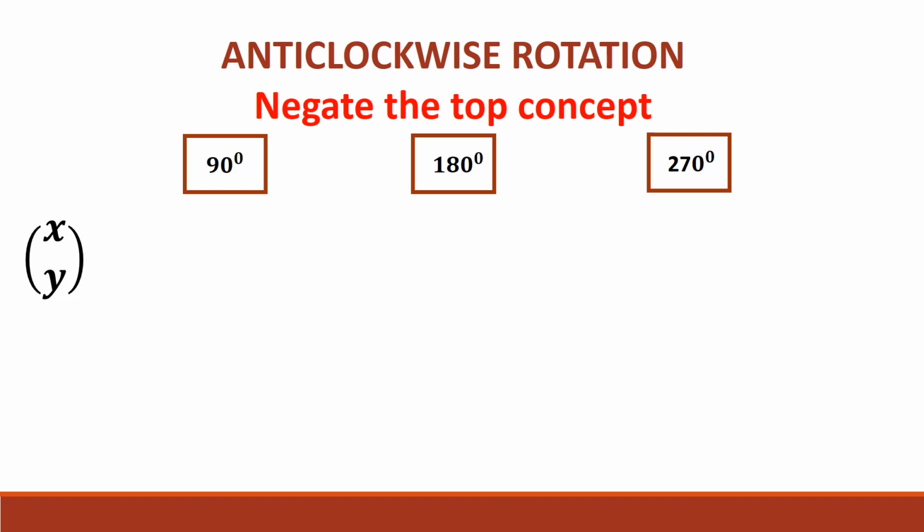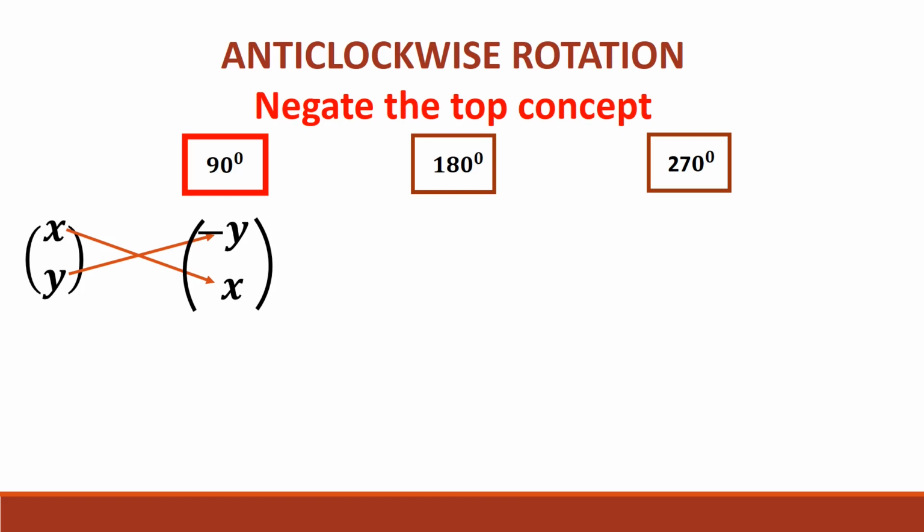If I have an object point (x, y) and I'm rotating through 90 degrees anticlockwise, this implies that the x moves down whilst the y moves up. Then I negate the top. So that is what we mean by the negate the top concept. And that will produce the image point (negative y, x). And that is the formula for 90 degrees anticlockwise rotation.